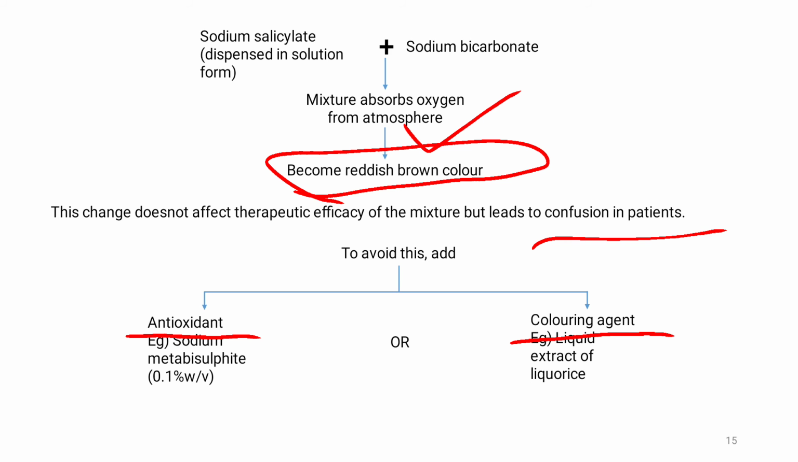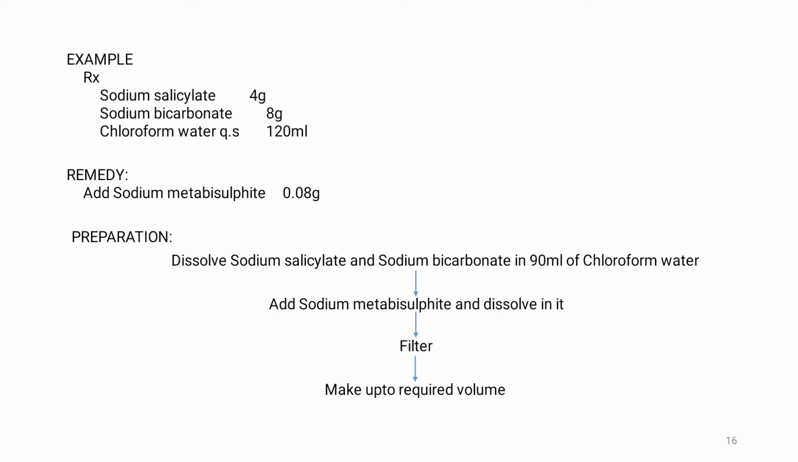For example, an antioxidant is sodium metabisulfite, which is used in a concentration of 0.1% weight per volume. Or we can add any reddish brown coloring agent, for example liquid extract of licorice, so that the patient cannot identify the color change. Then for example: sodium salicylate 4 gram, sodium bicarbonate 8 gram, chloroform water QS 120 ml.